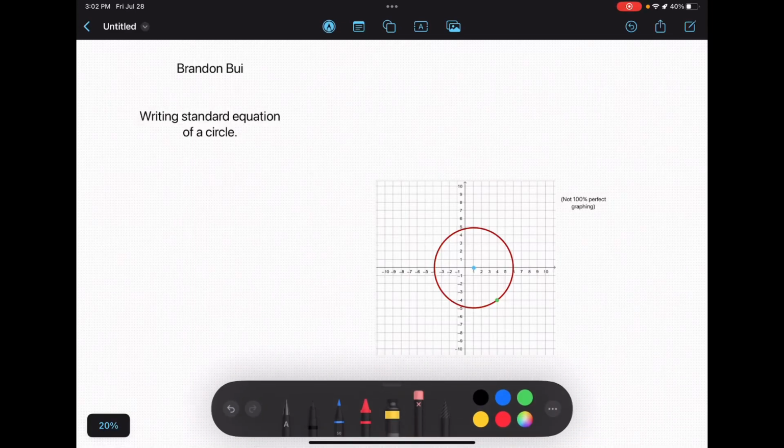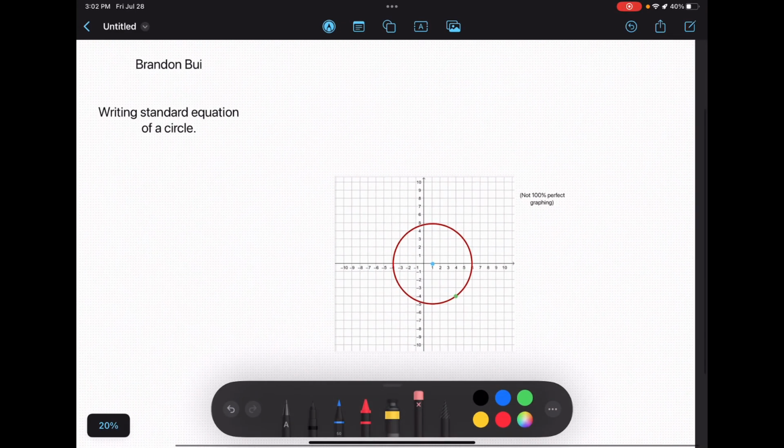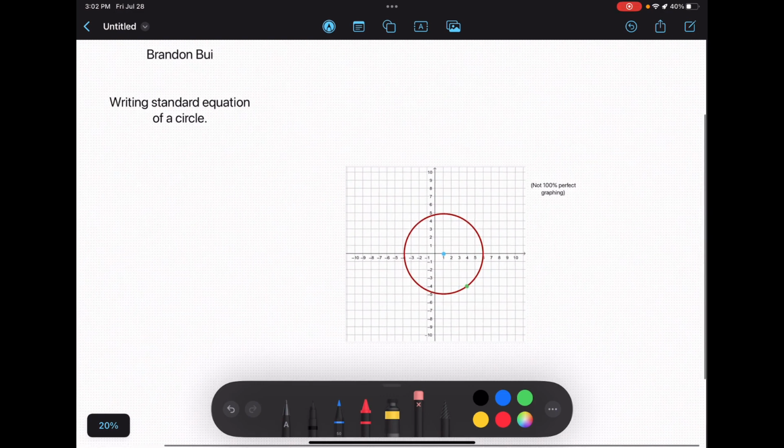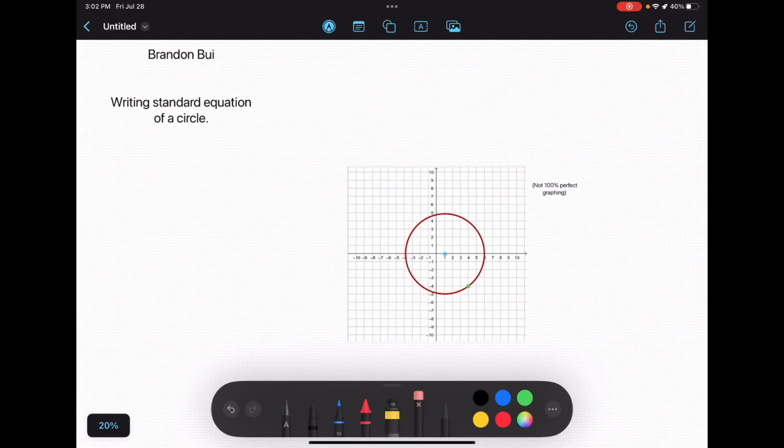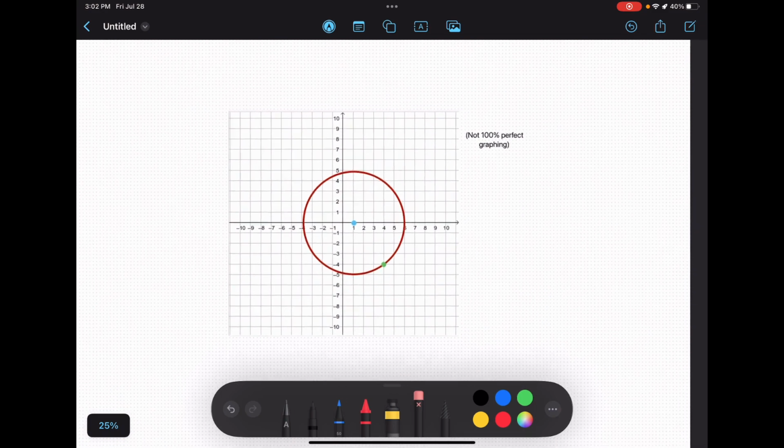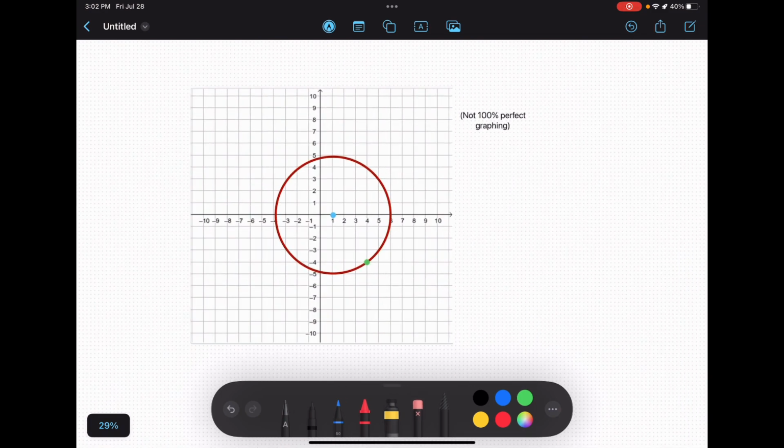Hi, I am Brandon Bowie, and I will be showing you how to write the standard equation of a circle. So, first we have a circle that specifies 2 points. Blue represents the center, and green is a point that sits on top of the circle.